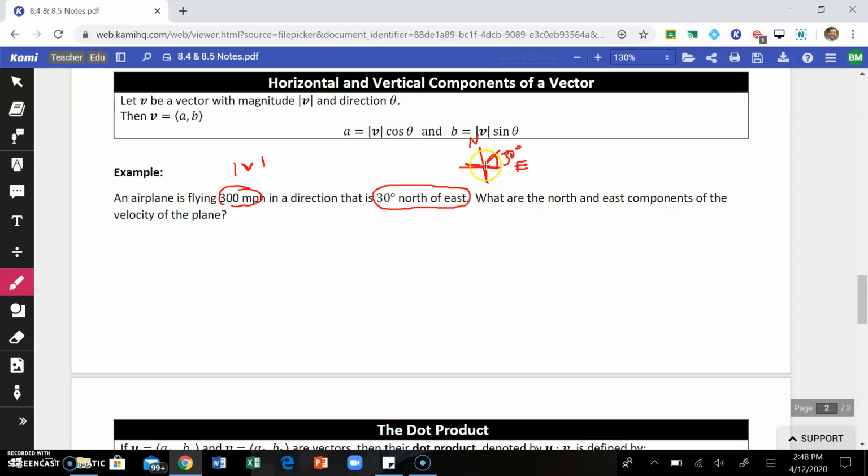You should understand, hopefully, that the majority of the speed is going to be in the east direction because it's only 30 degrees to the north. So most of the plane would be going, the horizontal component should be much larger than the vertical component. We should see that through our answers. So what we're going to do is, to find the horizontal component, we are going to do 300 times the cosine of 30 degrees, and to find the vertical component, 300 times the sine of 30 degrees.